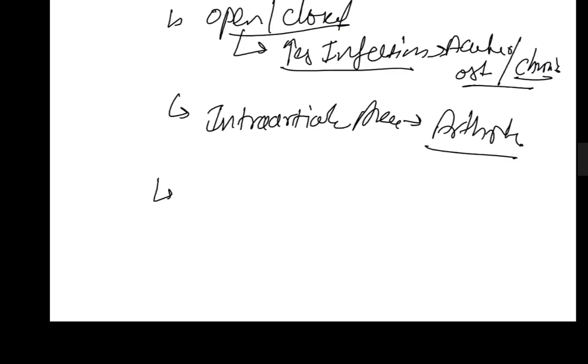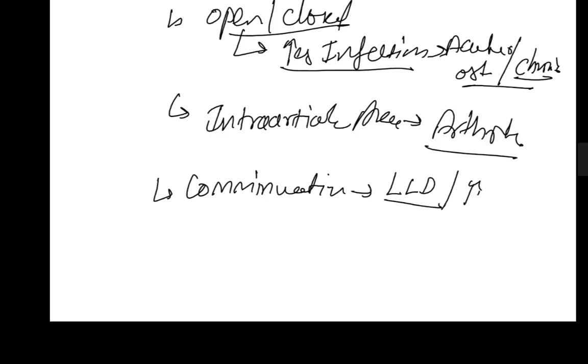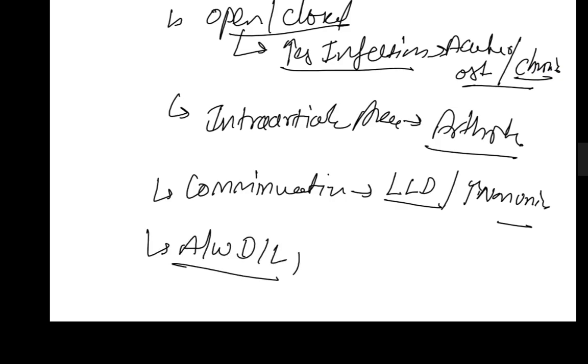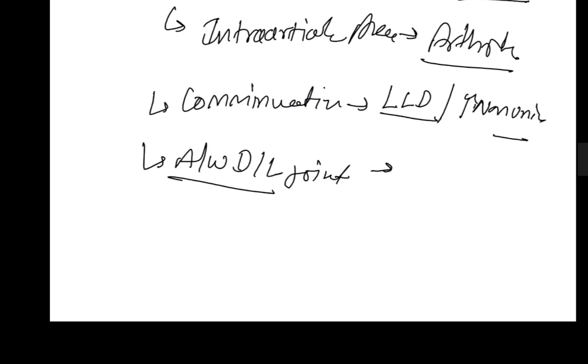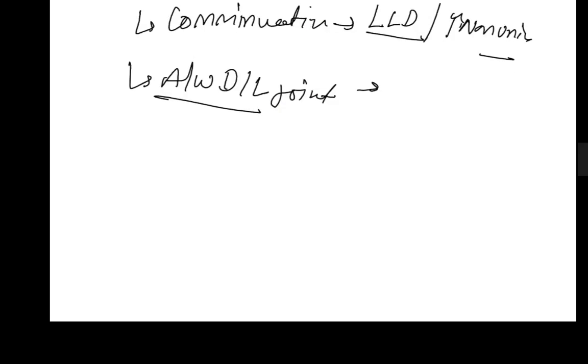Comminution at the fracture site can lead to limb length discrepancy or chances of non-union. If the fracture is associated with dislocation of the joint, there are chances of arthritis at the joint. So there are two terms, either dislocation or subluxation.